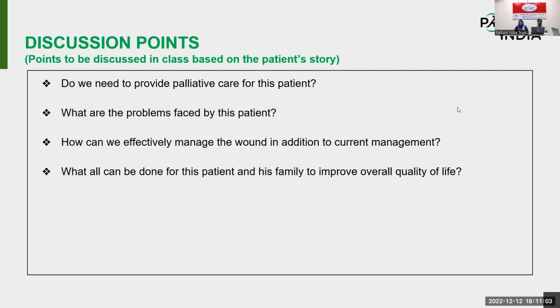So second question is, what are the problems faced by this patient? So what are the problems? We could see that this patient has a chronic wound, which was a Marjolin's ulcer turned into a squamous cell carcinoma. And this patient has severe pain. And we could see so many psychosocial concerns that Dr. Praksha has mentioned in the PPT. So obviously, these are some of the problems faced by these patients.